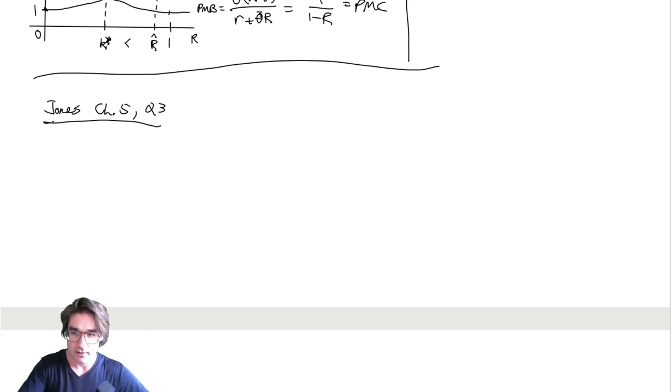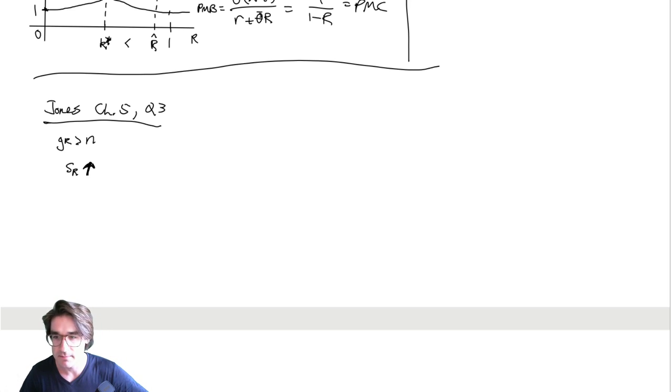So our GR is greater than N, where N is the population growth rate. The growth rate of capital R is greater than the population growth rate. What that means is that SR is going up over time. The share of researchers is going up because the numerator is growing faster than the denominator. That's all that means. It used to be 0.1, now it's 0.5%. So it's still pretty low, but it's been going up.